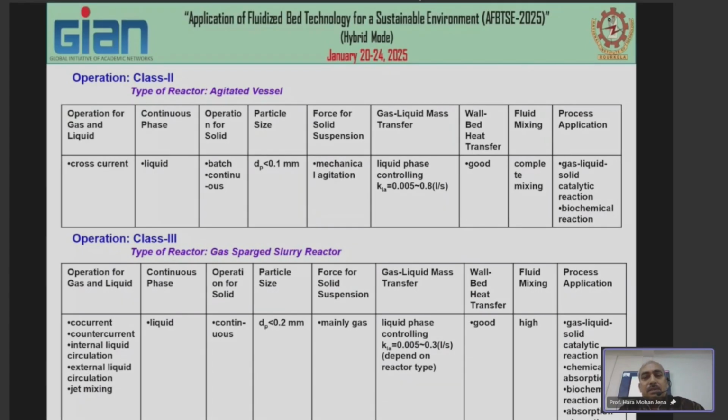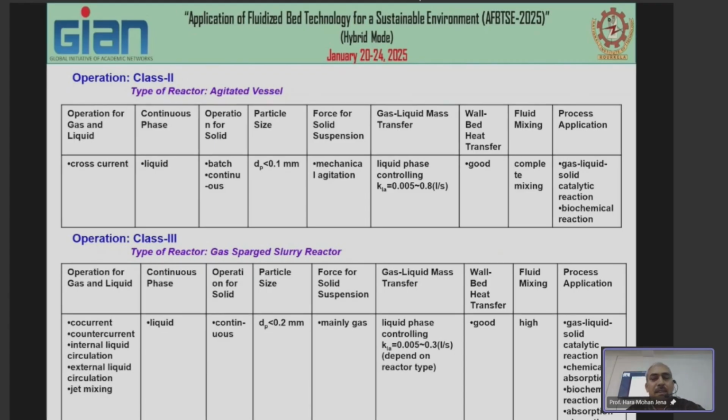Gas liquid mass transfer, liquid phase controlling, and the KLA is a very low value, from 0.005 to 0.8. Wall to bed heat transfer is good. Fluid mixing is complete mixing of the fluid. Gas liquid solid catalytic reaction and biochemical reaction are the process applications.